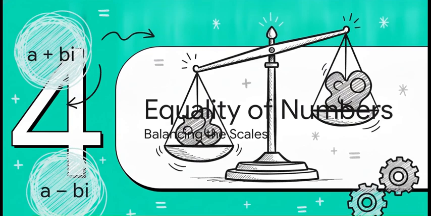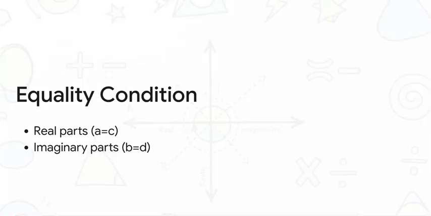Okay, on to Section 4, Equality of Complex Numbers, and how we balance these new scales. Now, the core rule here is incredibly strict, but it makes perfect sense. Remember how I said the real part and the imaginary part don't mix? They're like apples and oranges. Because of that, two complex numbers are equal if and only if their respective parts match perfectly. So if a plus ib is going to equal c plus id, that strictly mandates that the real part a must equal the real part c, and the imaginary part b must equal the imaginary part d. Both sides of the scale have to balance completely independently of each other.